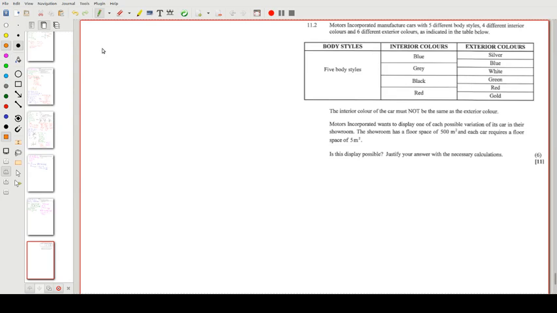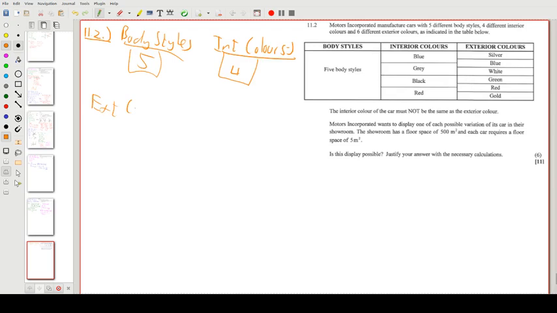Question 11.2. I'm just going to write that down, and then we're going to read this big long question. Motors Incorporated manufacture cars with 5 different body styles, 4 different interior colors, and how many exterior colors do we have there? 1, 2, 3, 4, 5, 6. 6 exterior colors.